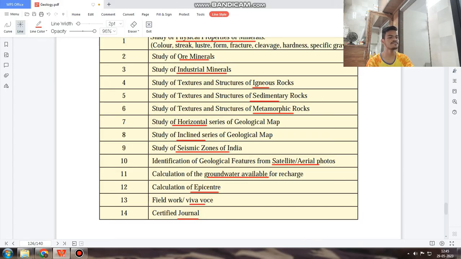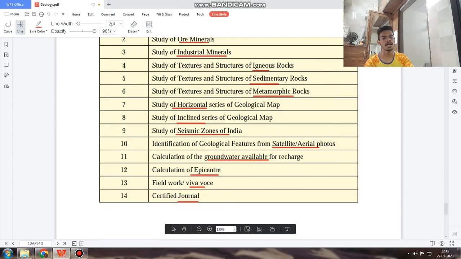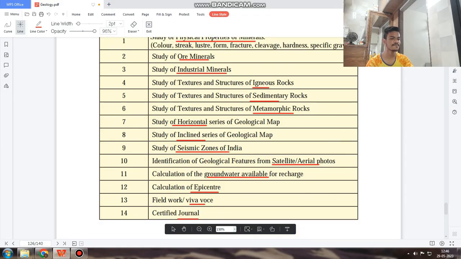Groundwater available for recharge is from the 6th chapter, hydrogeology, as I told you. Calculate the epicenter is basically drawing the epicenter with 3 circles. Viva is related to viva, I will give you some questions, and certified journal. I will also give you a certified journal, which consists of all this if you have done it correctly.